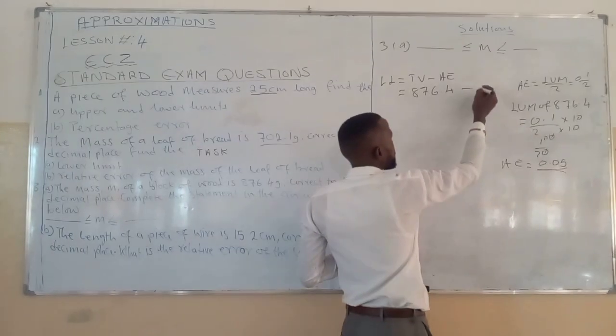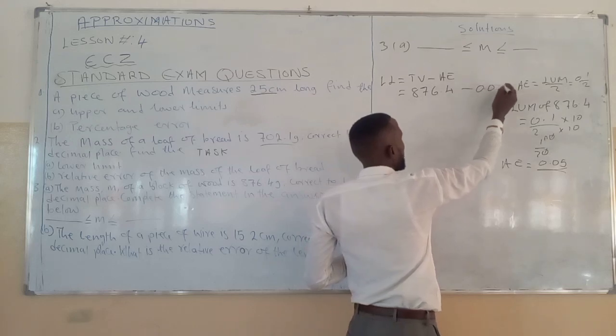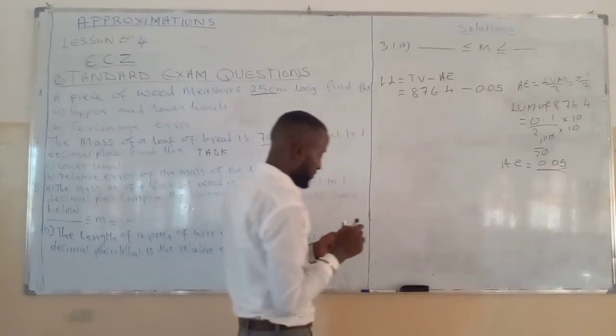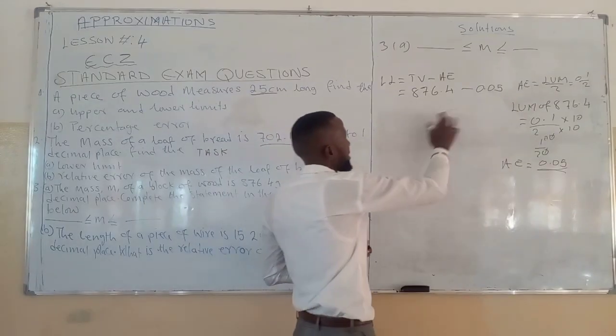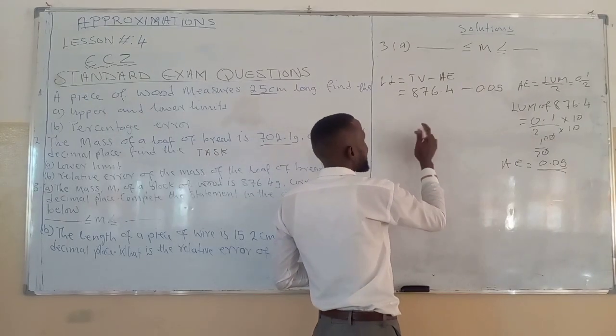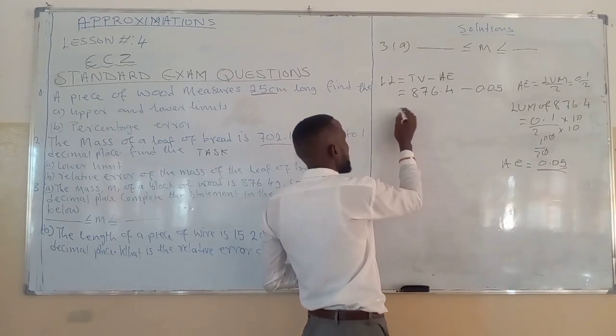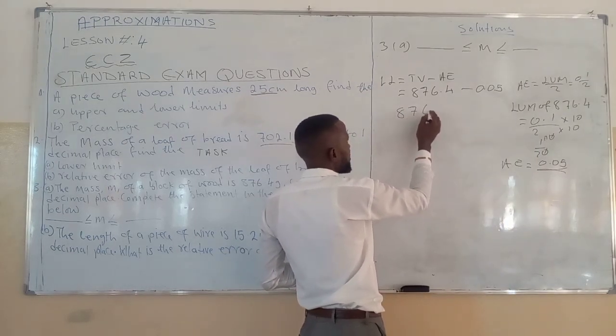So here we are just going to replace with 0.05. That is the absolute error. Okay, so once you have found the absolute error, then now just subtract these two. How you subtract them, I can advise you to use the method you learned in grade 7.